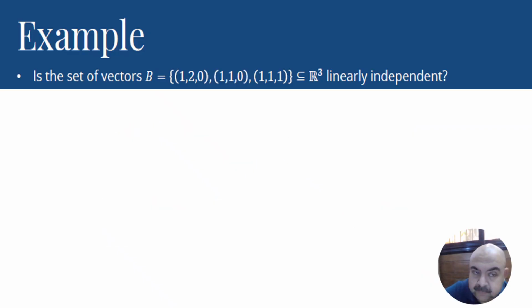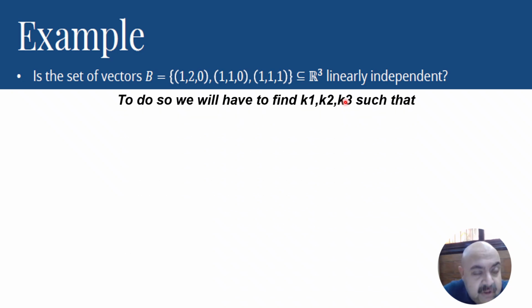those two examples. I want you to check if this set of vectors 1, 2, 0, 1, 1, 0, and 1, 1, 1 is a subset from R3 or a subvector space from R3. In order to check this set of vectors, it's really very important. We need to check the system that I told you about. So to do so, we will have to find K1, K2, K3, where K1 times 1, 2, 0, K2 times 1, 1, 0, K3 times 1, 1, 1, the result will equal 0.